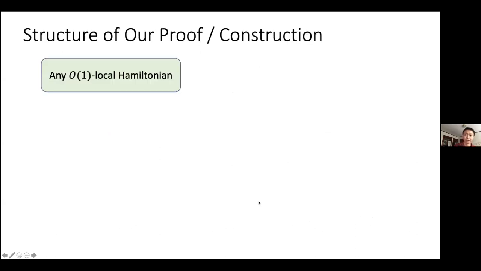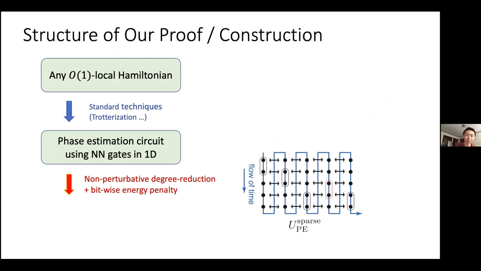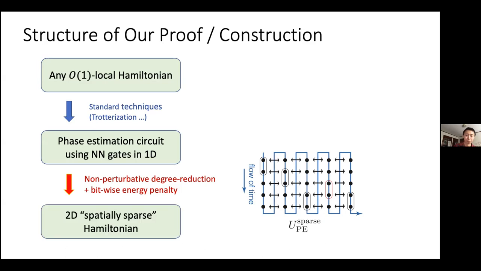Now, with these two key ideas, I will sketch the structure of our proof. If you give me any local Hamiltonian, you can map it to a phase estimation circuit using nearest neighbor gates on a 1D line of qubits, using very standard techniques. Once you have this 1D circuit, you can make sure that each qubit is only acted on by a constant number of gates using the non-perturbative degree reduction idea that we mentioned, and also recover the different eigenvalues of the different eigenstates using this bitwise energy penalty. That will give you a two-dimensional spatially sparse Hamiltonian, because you can map this circuit into a grid of qubits, with the original qubits in the first column, and you swap to the next column after you apply every single gate. This gives you a two-dimensional arrangement of the circuit, where all the gates are applied locally and each qubit is only acted on by a constant number of gates.